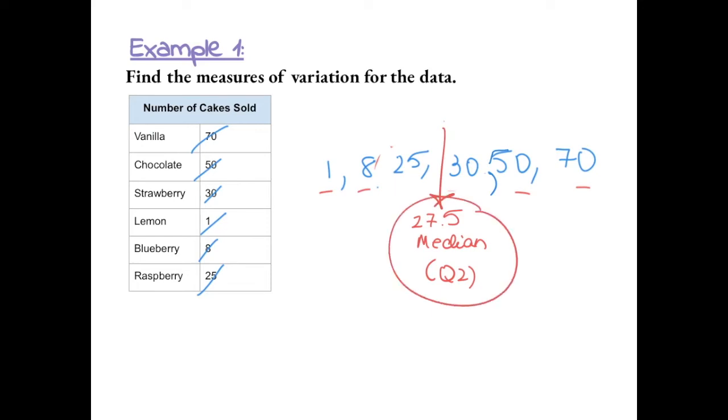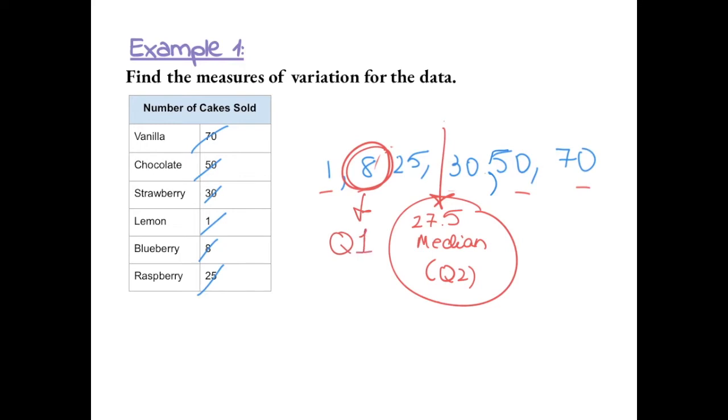So now when we're looking at the left side of the data, we want to include 25 on the left because that's not our median. So the median of the left side of the data is the number 8 because the number 8 is directly in the middle of these three numbers. So 8 is our first quartile.